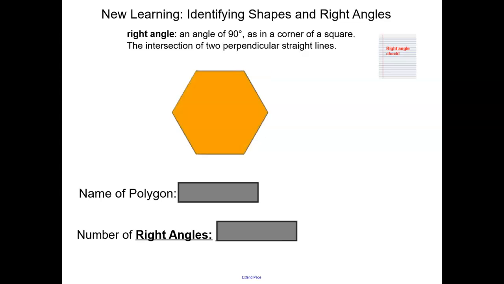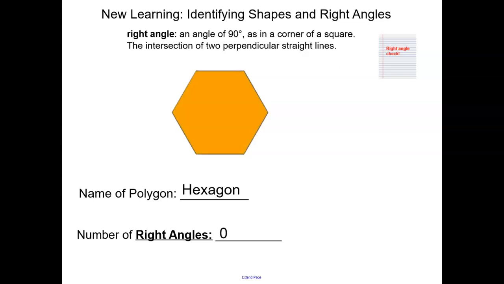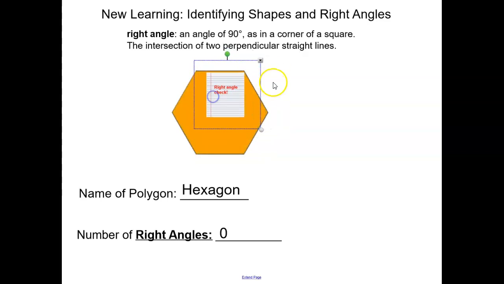I'm going to let you guys do this one by yourself. What is the name of this polygon and how many right angles does it have? Use a piece of paper to check, please. You're right. The name of the polygon is a hexagon because it has 6 sides. How many right angles does it have? If you said none, you are exactly correct. And you can always use your right angle helper right over here to check, but you know none of these angles have that perfect corner like a square or a rectangle.